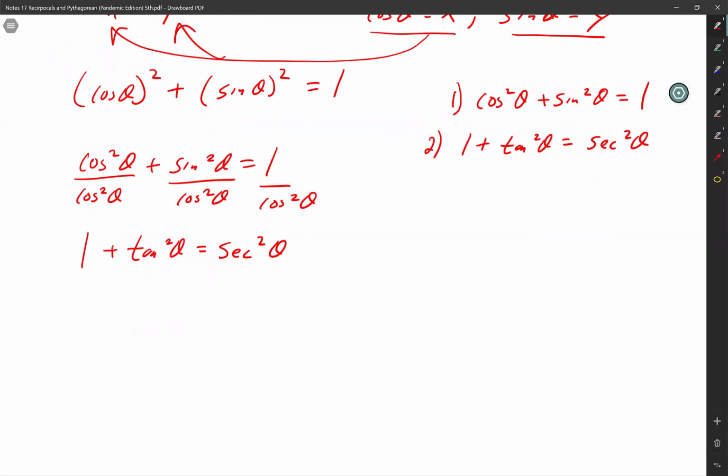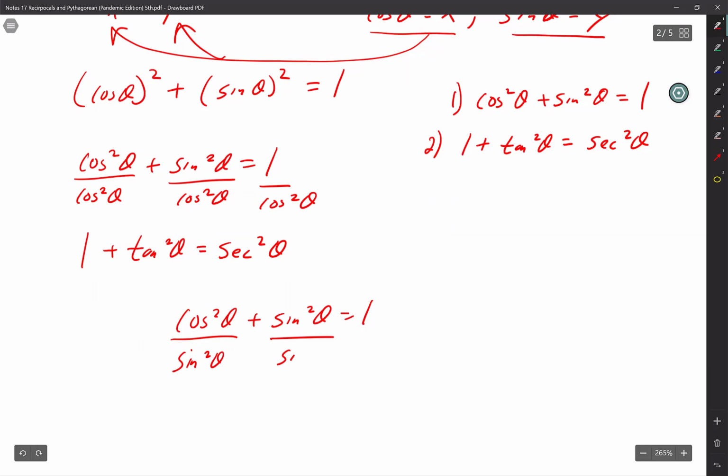I'm going to rewrite it again. Cosine squared theta plus sine squared theta equals 1. And I'm going to divide all 3 terms again. I'm going to divide them all by sine squared, everything. Divide by sine squared, divide by sine squared, divide by sine squared. Chavez, why are you dividing everything by sine squared? Because I want another property.